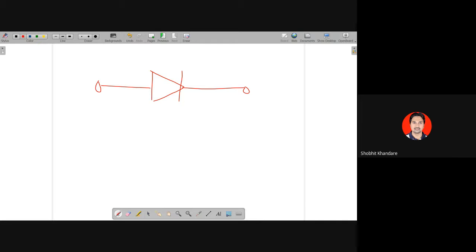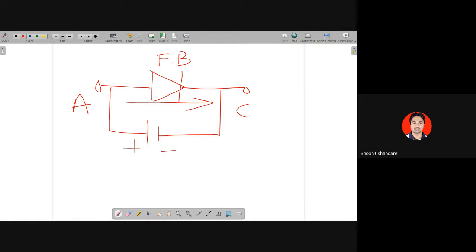Okay, so just try to understand for the diode. So this is a diode. You know that this is an anode part and this is a cathode part. Now here, when I'm giving an external voltage, your positive is connected to the anode and your negative is connected to the cathode. Whenever you give this type of voltage, then this diode works in the forward bias, and your current flows in this direction from anode to cathode.